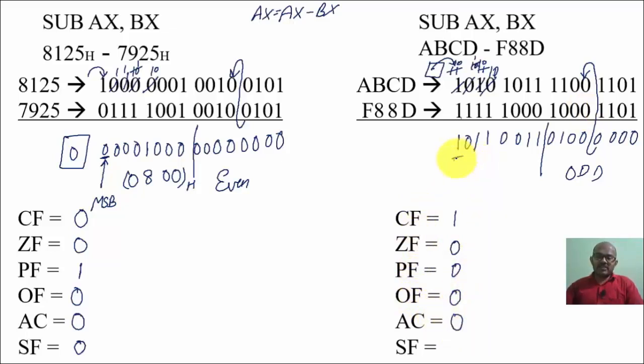So, auxiliary flag is 0. What about the sign bit? Sign bit is 1. Nothing but it is a negative number. So, I have to represent 1 over here. This is how you are going to indicate the flag status.